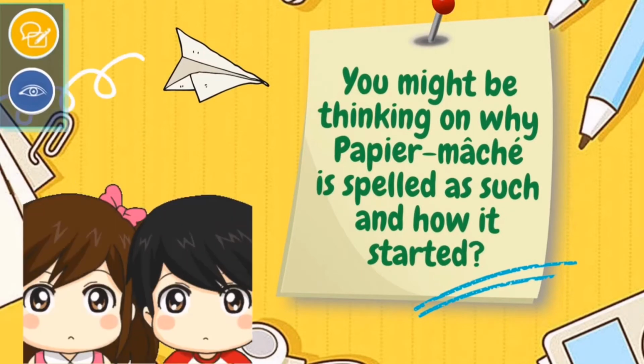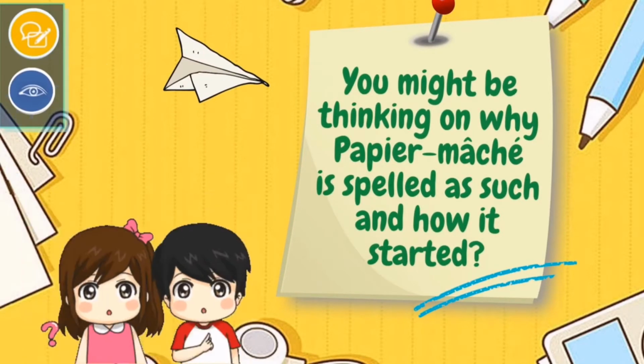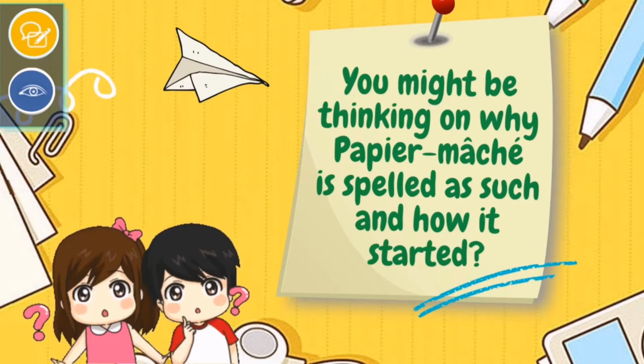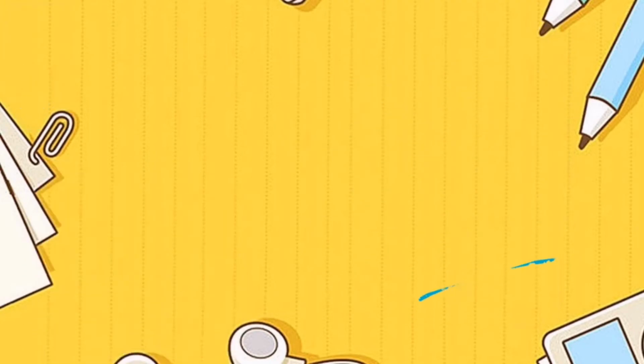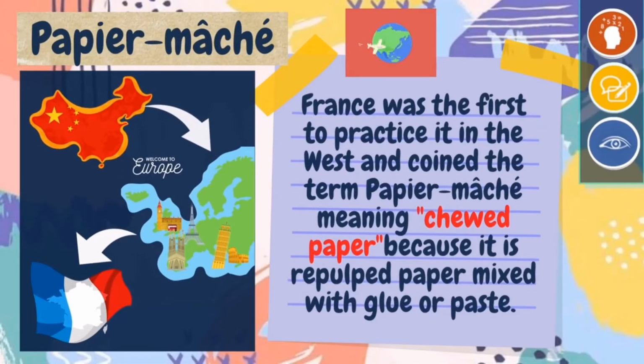You might be thinking on why papier-mâché is spelled as such and how it is started. Its origin can be traced to hundreds of years ago in China. Its popularity spread to the nearby countries. Then, it reached the different parts of Europe. France was the first to practice it in the West and coined the term papier-mâché, meaning chewed paper, because it is repulped paper mixed with glue or paste.